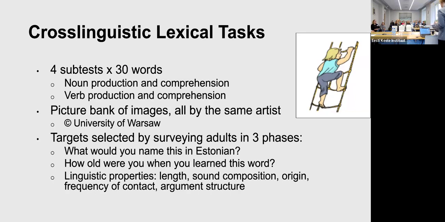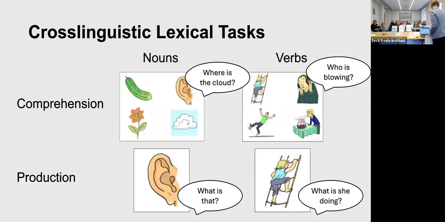The whole development of the task is actually a very interesting procedure. I don't have time to tell you all about it, but it involves this large picture bank and finding the words for which adults converge on a particular word, so that it's clear, culturally appropriate, and works in that language. Then we ask about age of acquisition with a separate group of adults, and then we look at their linguistic properties before choosing the words that are in the final test.